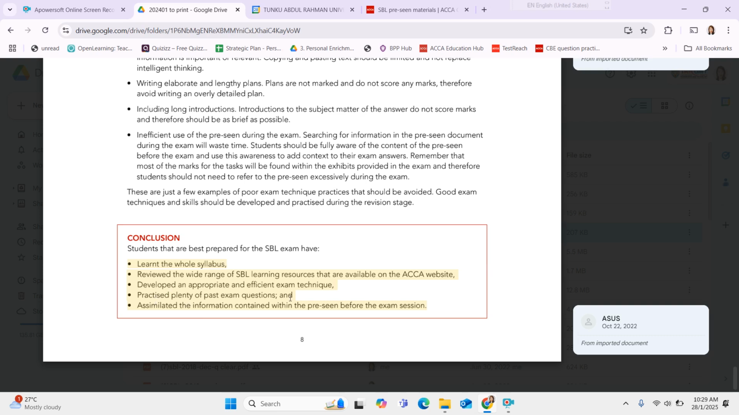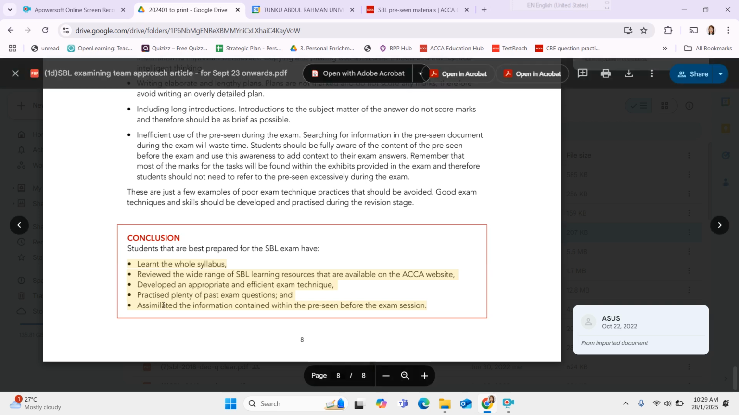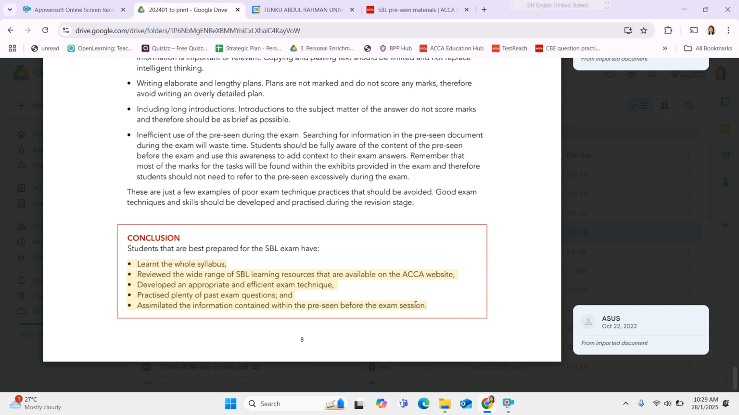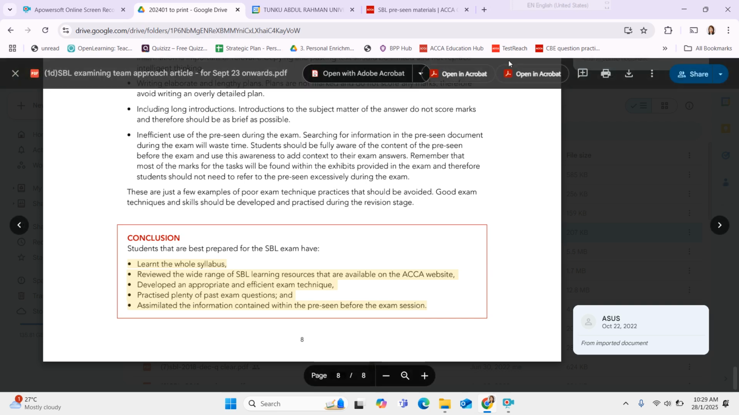Practice plenty of past exam questions. Yes, you have to do a lot of practice. Assimilate the information contained within the pre-seen before the exam session. Read at least 3 times, as I mentioned in the previous video.